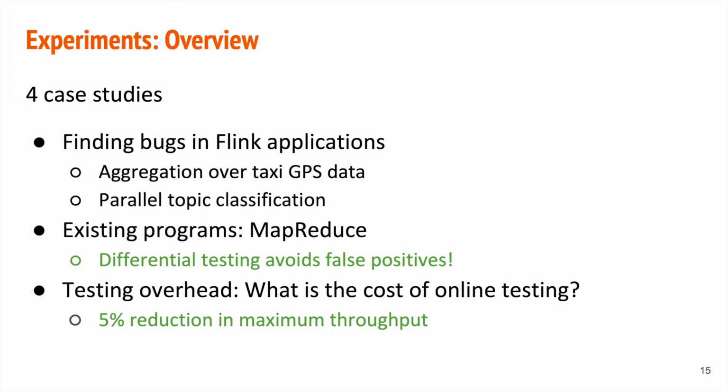And what we show for these MapReduce programs is that, in contrast to prior work, differential testing as an approach avoids false positives. And finally, we looked at what is the overhead of this whole framework. So what is the cost of deploying it? And we find that over just running the applications themselves, we have only a modest 5% reduction in maximum throughput.